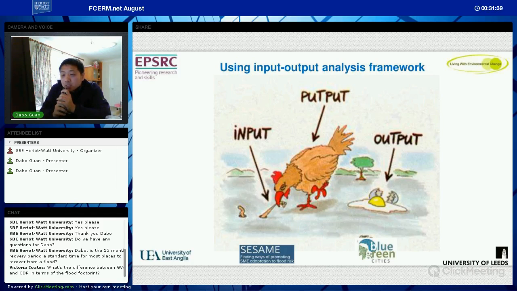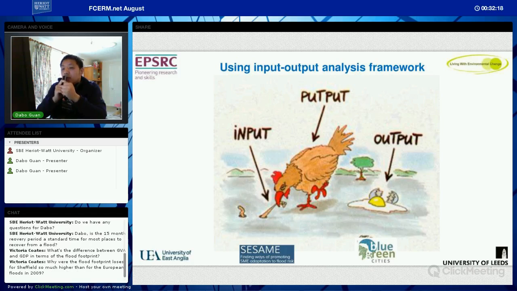There's another question. What's the difference between GVA and GDP in terms of flood footprint? That's economic terms. GVA stands for gross value added. If you talk about cities or regions, you use GVA. It's pretty similar to GDP, but GDP is gross domestic product, used at a national or large regional level. For relatively small city regions like Sheffield, we tend to use GVA. There are no official publications saying what the GDP for Sheffield is. It's only GVA.